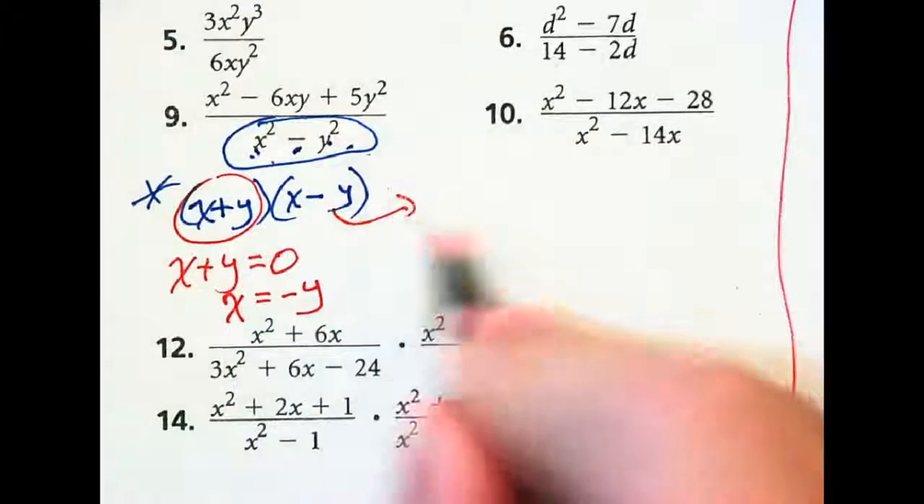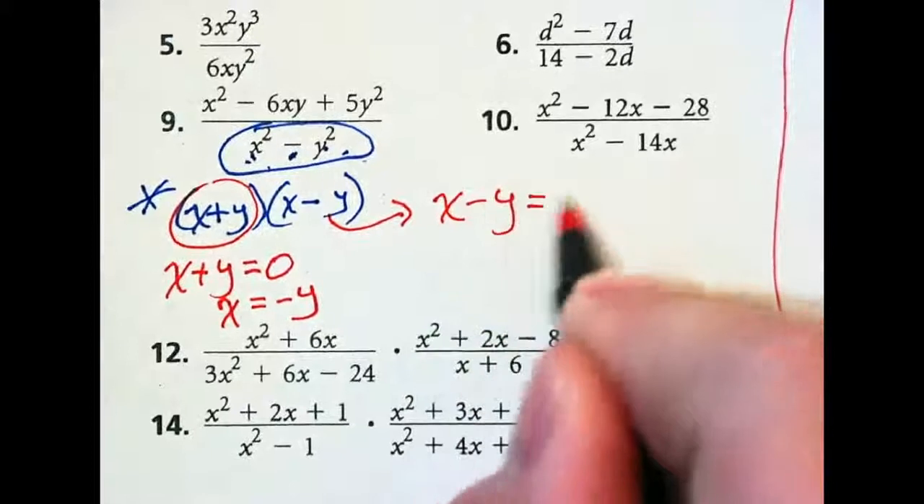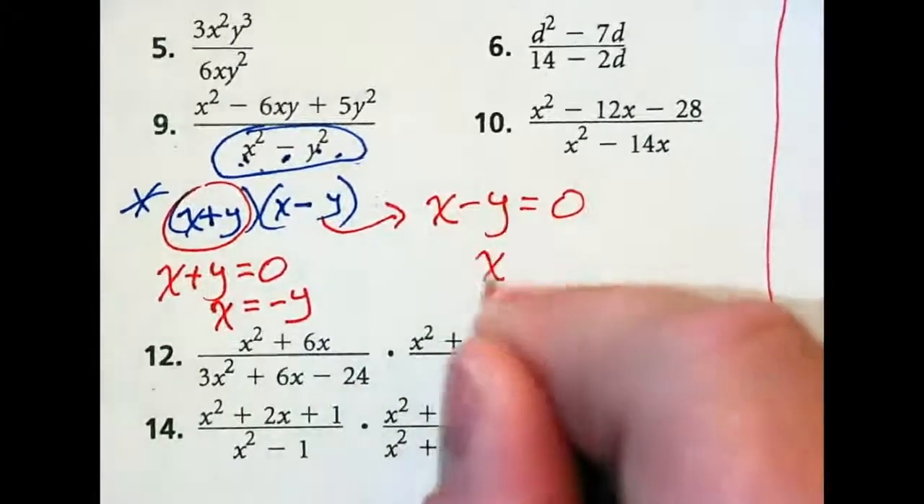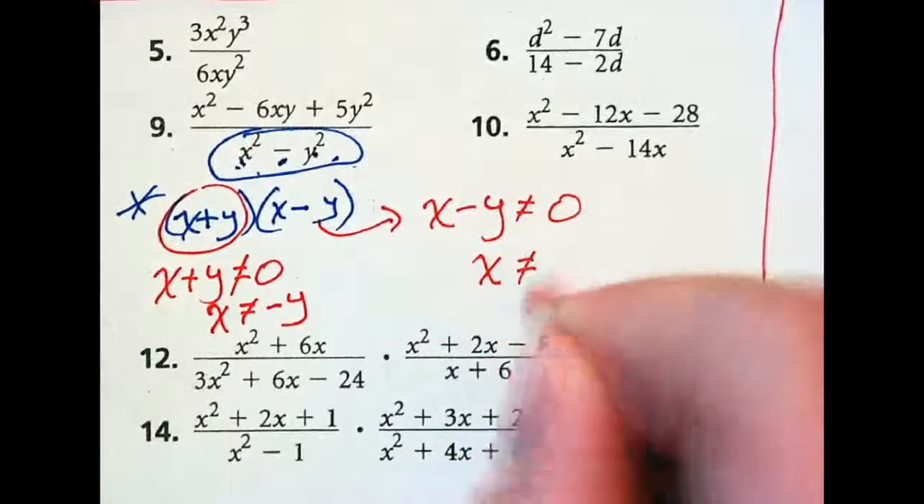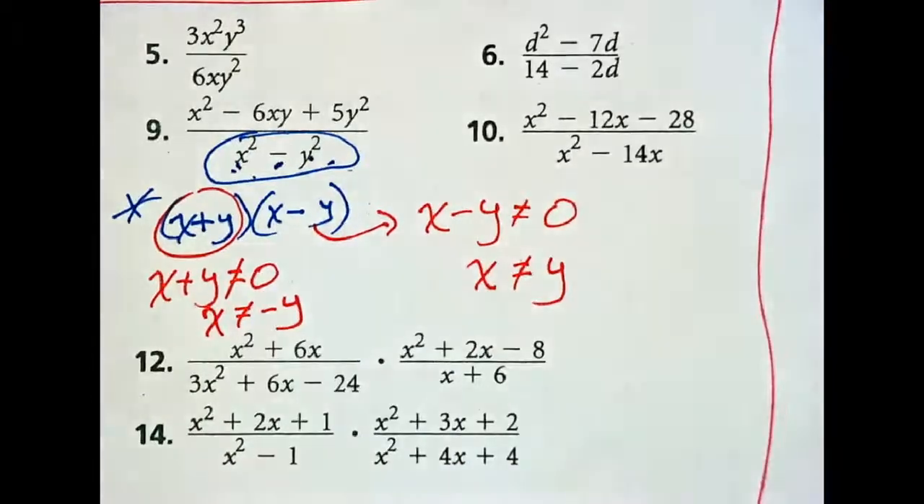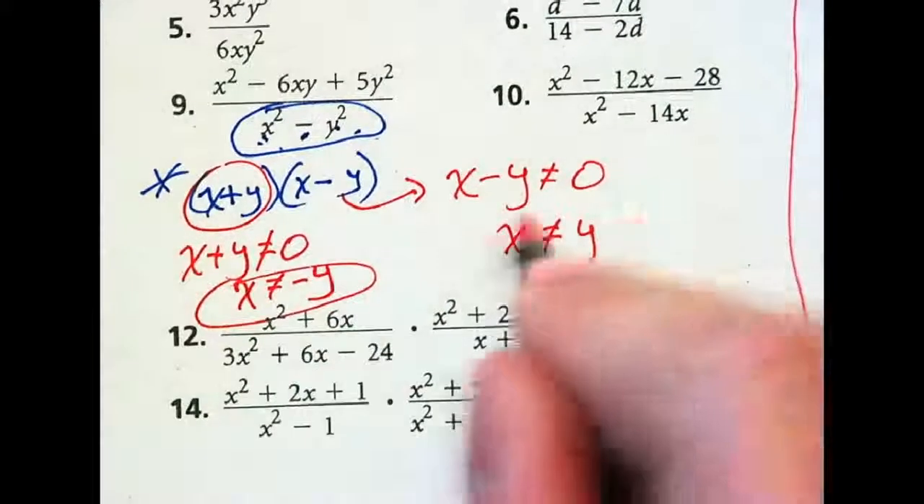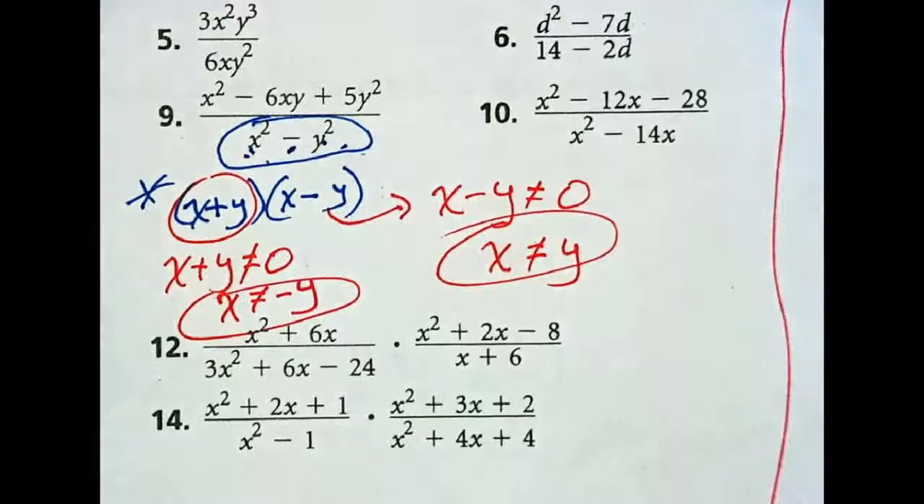Here, x minus y equals 0. What can x not be? Okay, x cannot be y. Those are my restrictions. X cannot be y and x cannot be negative y. So x cannot be plus minus y.